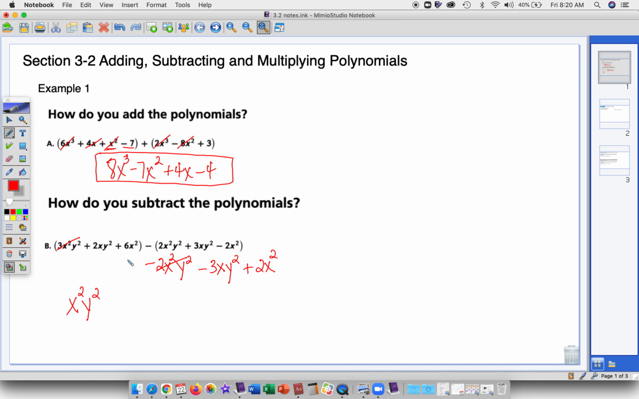Done with those. Now I have a 2xy squared and a minus 3xy squared. So that becomes minus xy squared. Again, notice the powers are not changing. All we're doing is combining coefficients. And then I have a 6x squared and a plus 2x squared. So that becomes 8x squared. So always distribute that negative first, then look for your like terms and combine the coefficients.